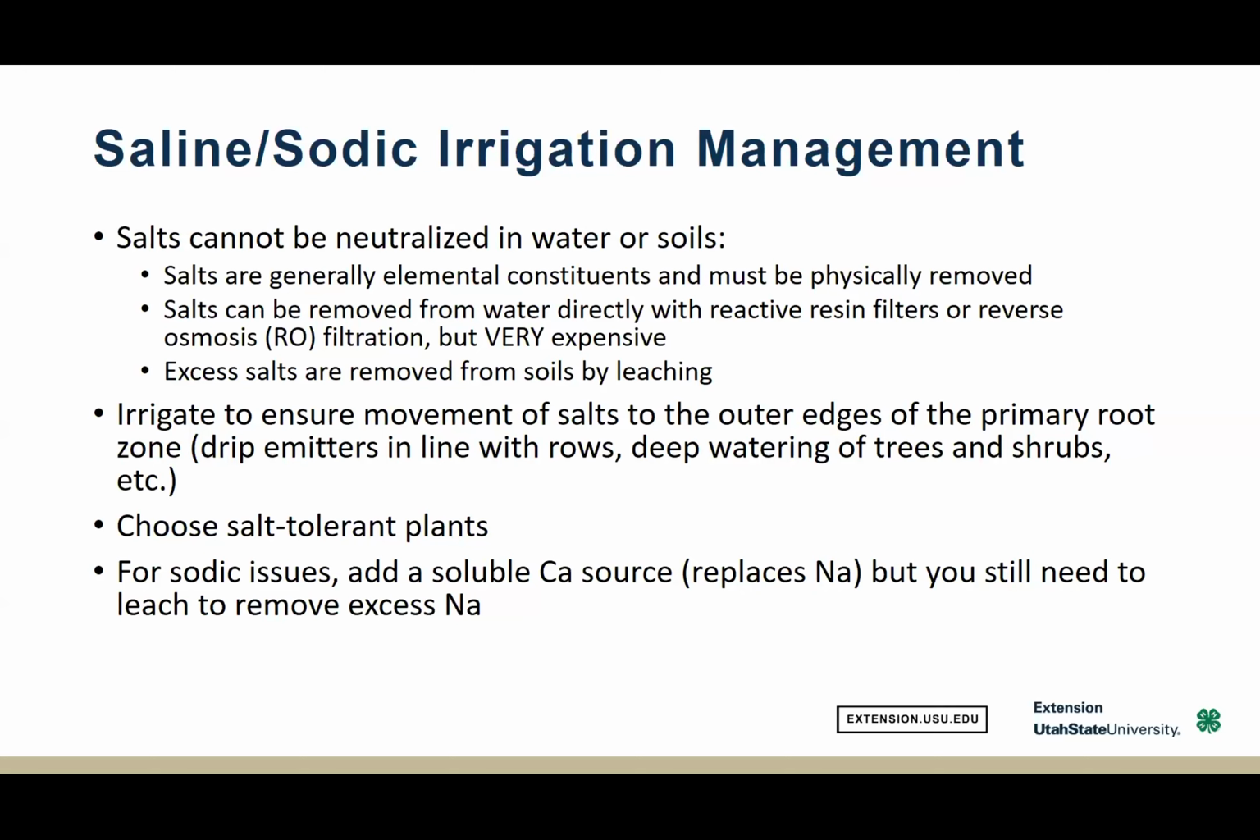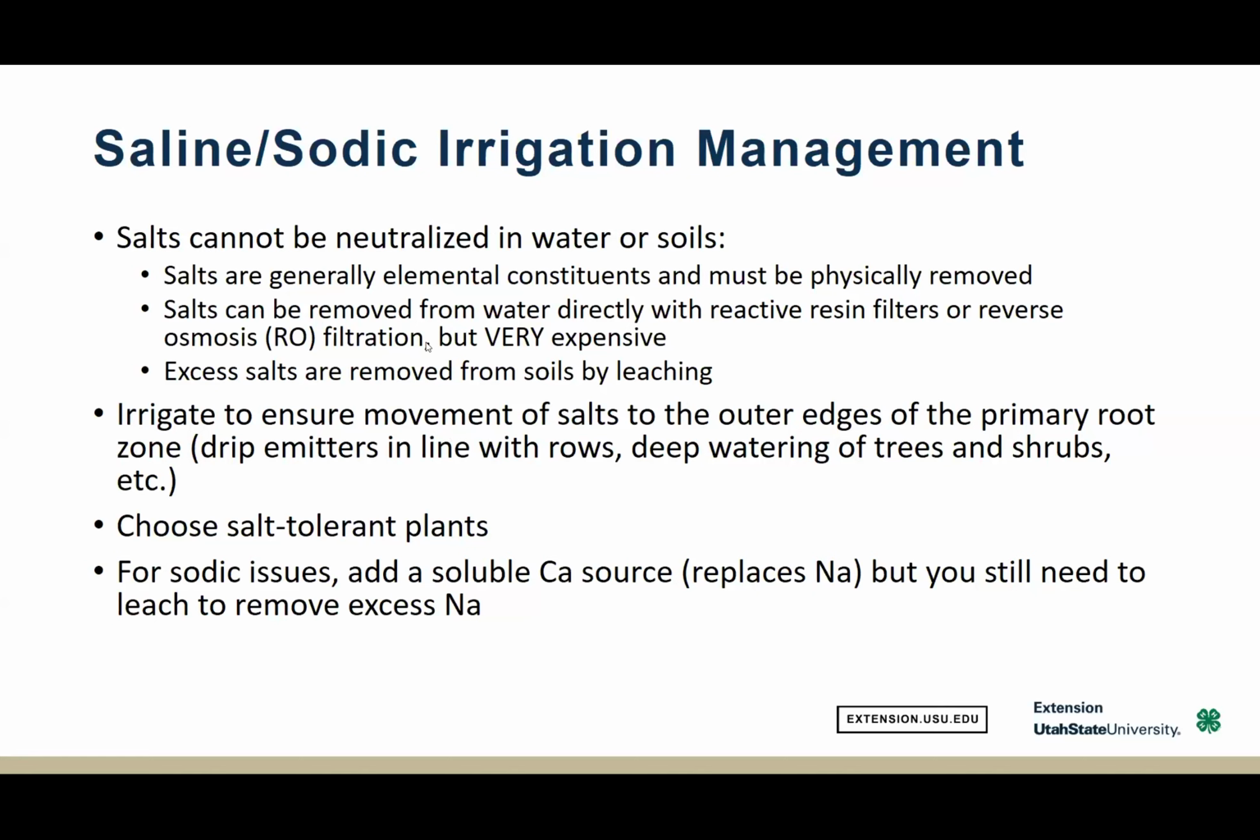They can be removed in some cases from waters through various processes, reactive resin filters or reverse osmosis. Somebody mentioned solar distillation at an earlier point in our session. All of those processes are very expensive in getting the water cleaned of its solutes. Excess salts in soils can only be removed through leaching. And so we have to maintain a good balance.